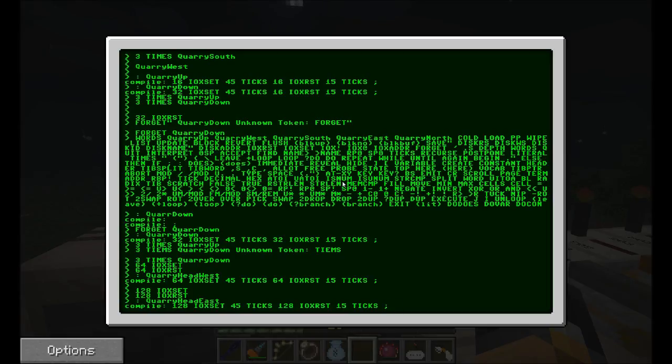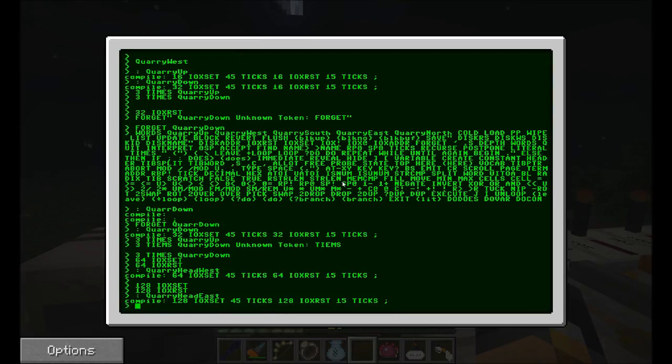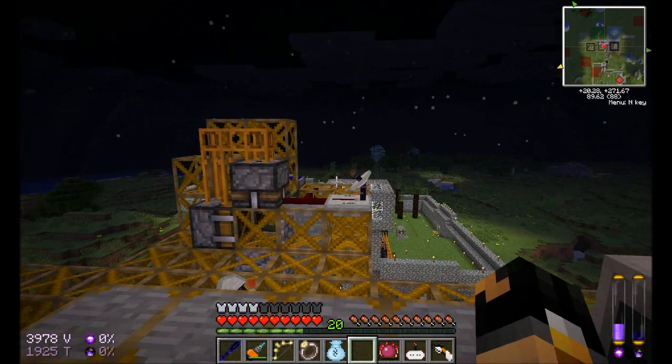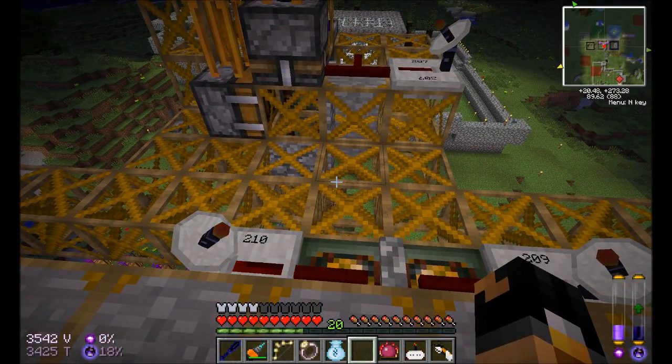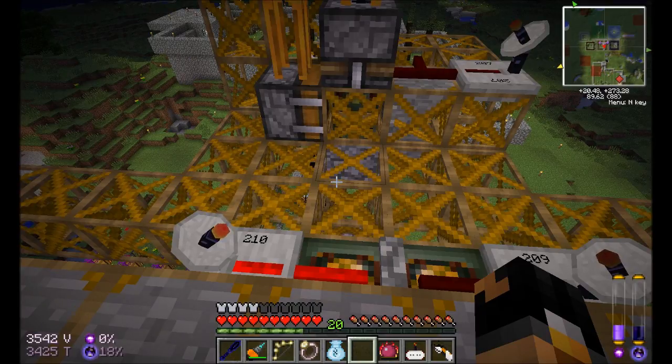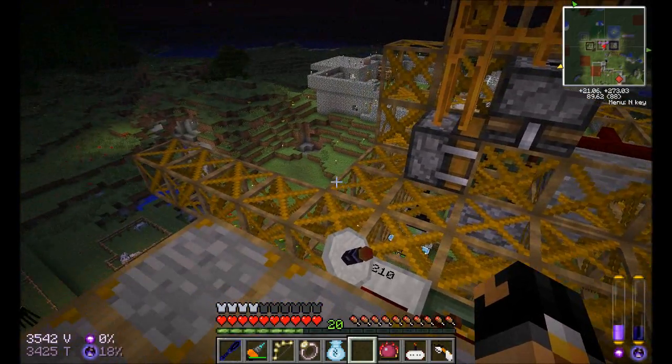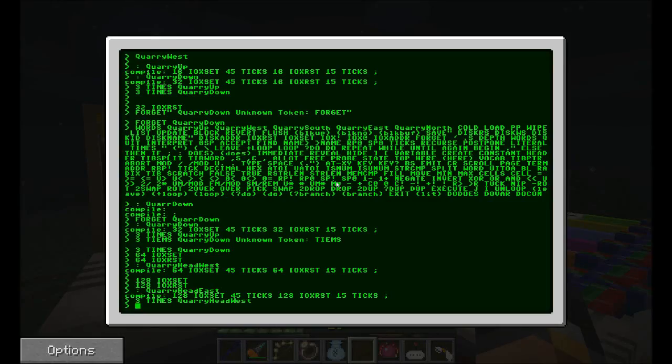Okay, and good. So let's try this 3 times, Quarry Head West. I probably missed that first one, but that's okay. Let's see, 3 times.